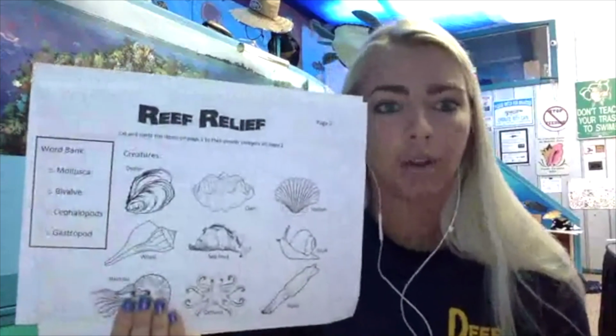So you can go ahead and look at this worksheet if you have it and figure out which ones would be bivalves and find which category it would belong to here.